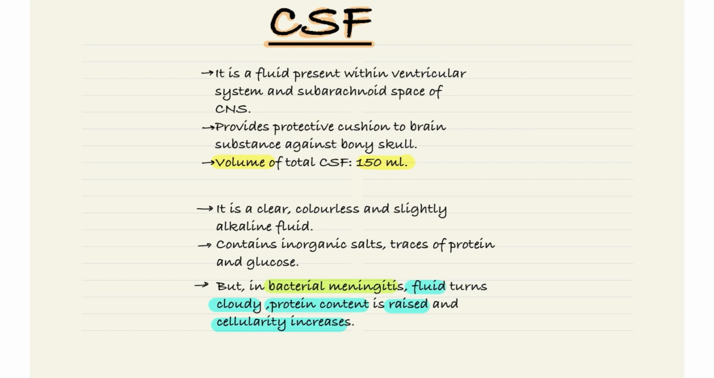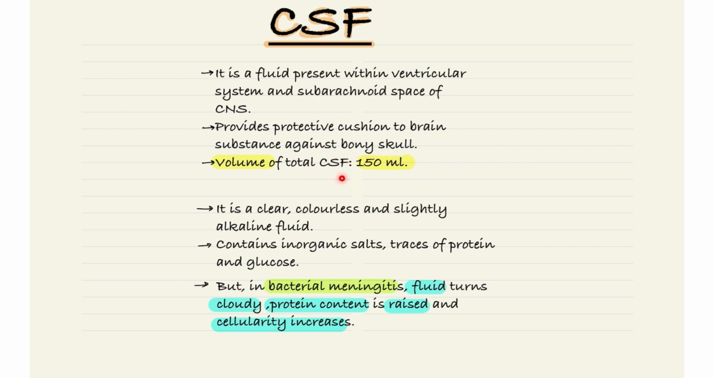CSF, or the cerebrospinal fluid. It is a fluid present within the ventricular system and subarachnoid space of the CNS. The ventricular system is within the brain substance and the subarachnoid space surrounds the brain substance. It provides a protective cushion to the brain substance against the bony skull.